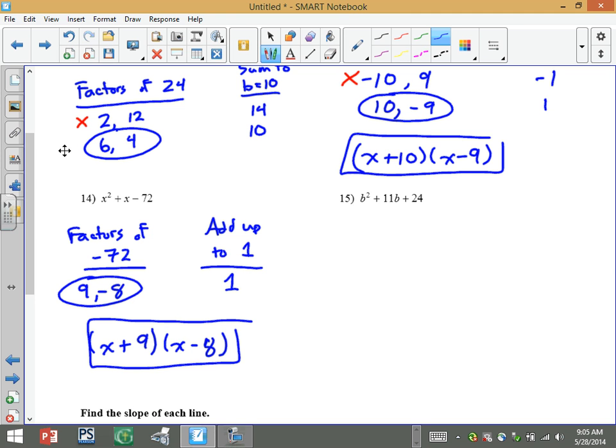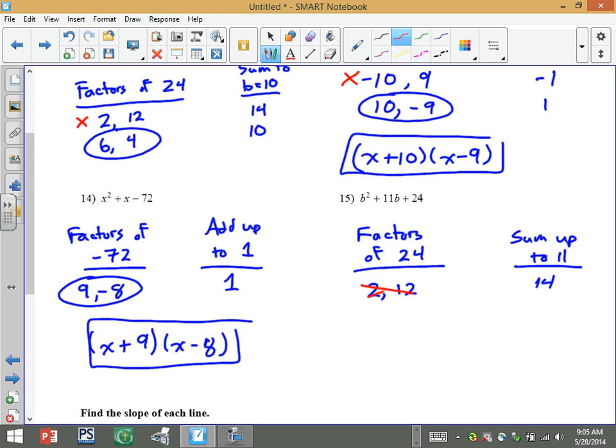All right, and then finally, number 15, we want factors of positive 24 that sum up to 11. So let's see, 2 and 12, that's 14, so that one's not going to work. Let's try 6 and 4. 6 plus 4 is 10. That's not going to work. 8 and 3. 8 plus 3 is 11. Here we go, there it is. Finally found it. So b plus 8 and b plus 3.